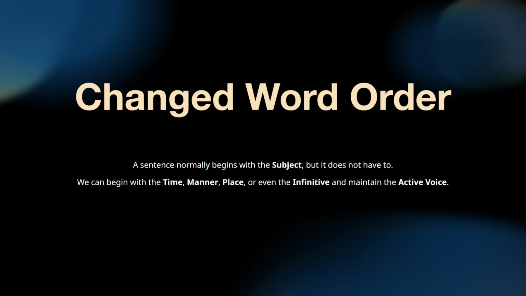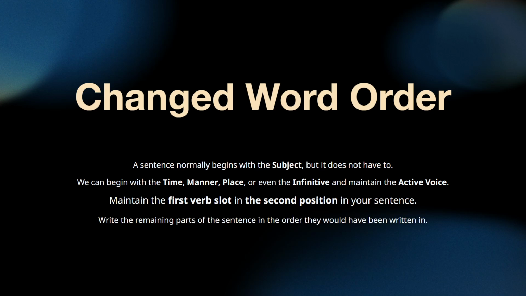Sentences do not always have to be written in this order, however, but there are a couple of rules we need to keep in mind. We can begin with our adverb or adverbial phrases of time, manner, place, or even the infinitive, as long as we maintain that our verb be written in the second position. That first verb slot is a pillar around which our sentence is constructed. Write the remaining parts of the sentence in the order that they would normally be written, just leaving out the part that we've already written.